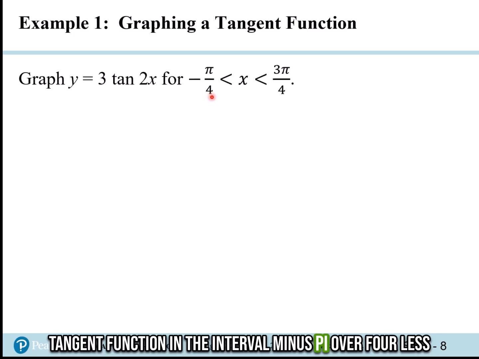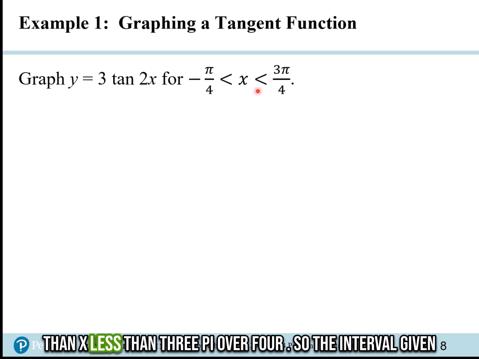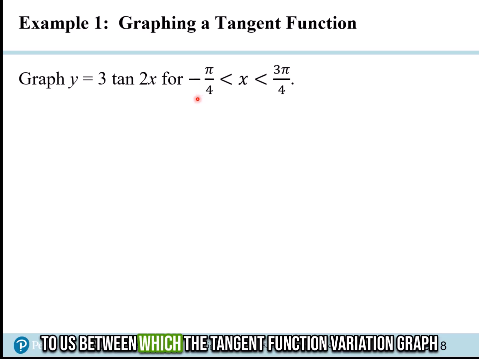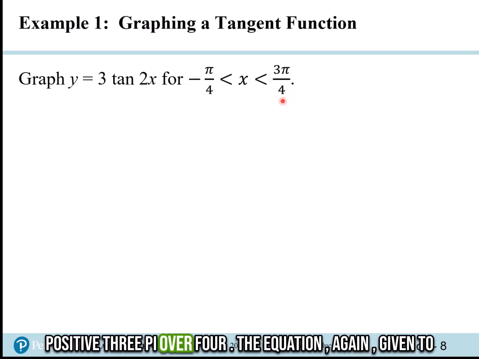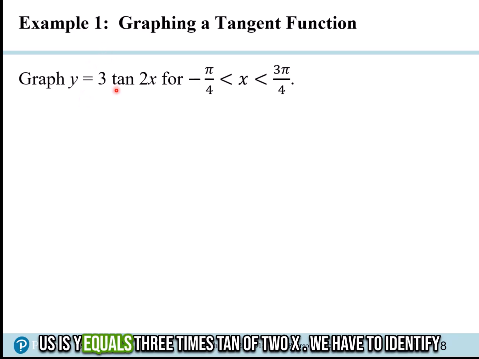Let's work on an example to graph a variation of the tangent function in the interval minus pi over 4 less than x less than 3 pi over 4. So the interval given to us between which the tangent function variation graph will need to be drawn is between negative pi over 4 and positive 3 pi over 4. The equation again given to us is y equals 3 times tan of 2x.